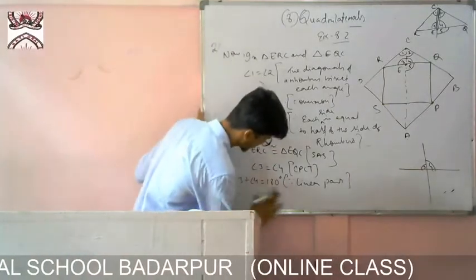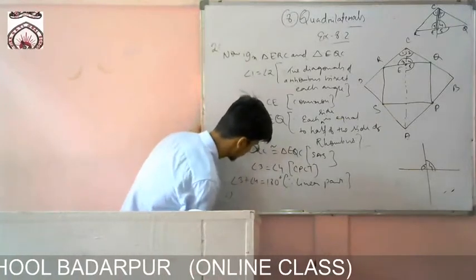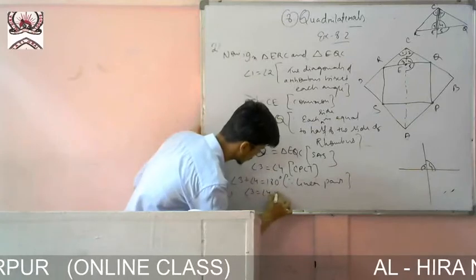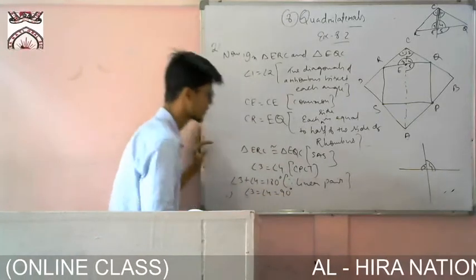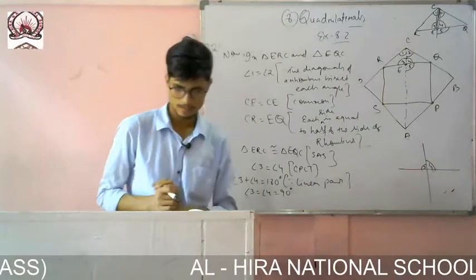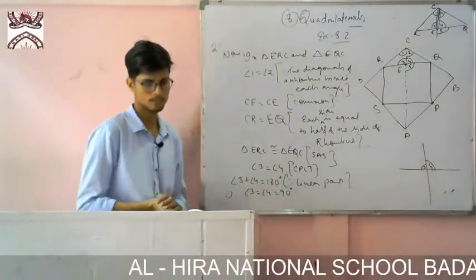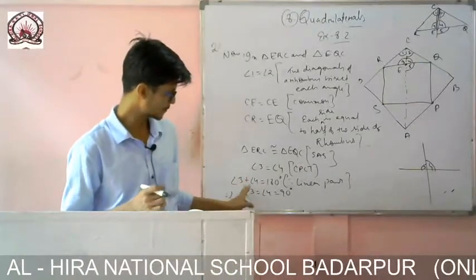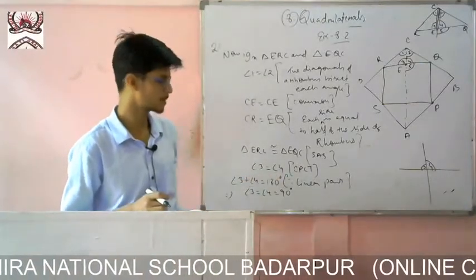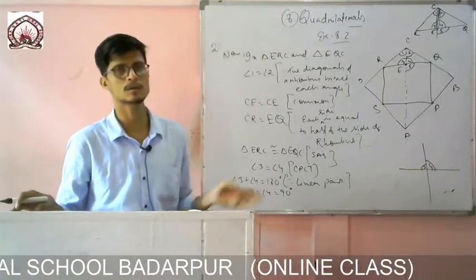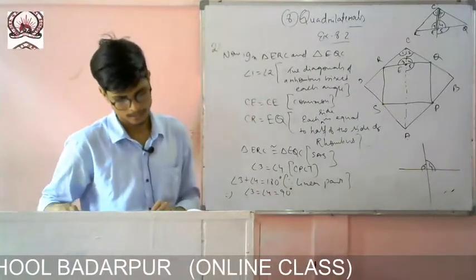Or you can just write it directly, no problem. Angle 3 plus angle 3, if I solve it, I will get angle 3 equals angle 4 equals 90 degrees. Both of them are equal, so it will be half of 180. So angle 3 equals angle 4 equals 90 degrees. After solving, because these two angles are equal, it will be twice angle 3, so angle 3 will be equal to 180 by 2, so we are getting 90.